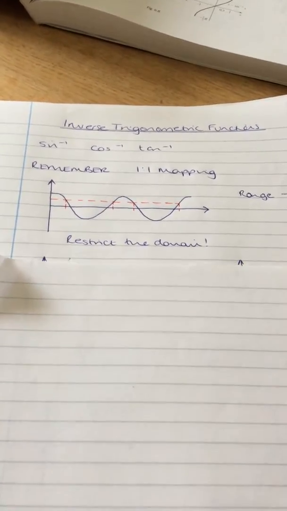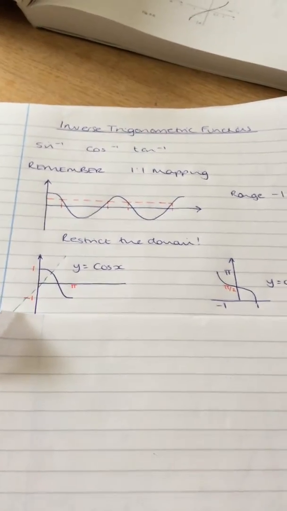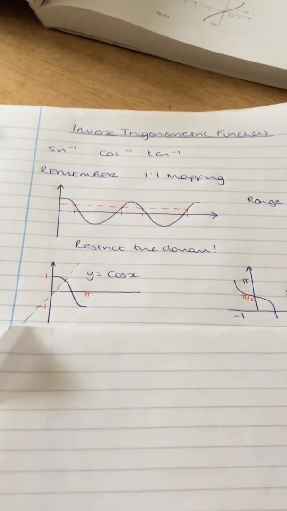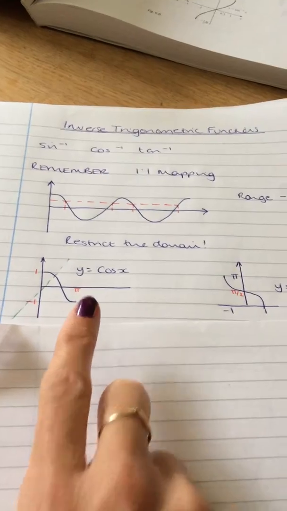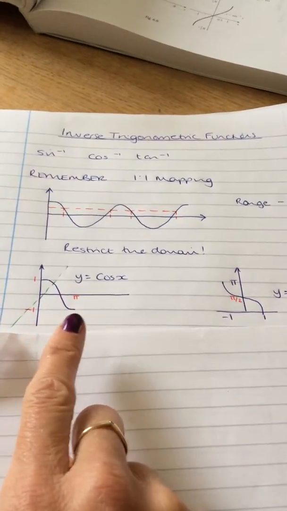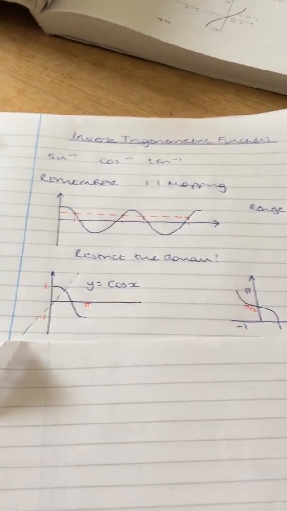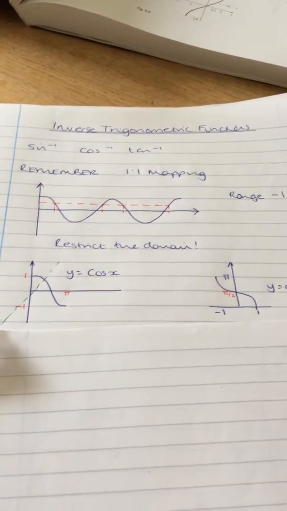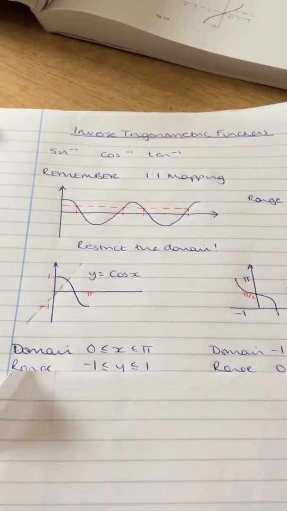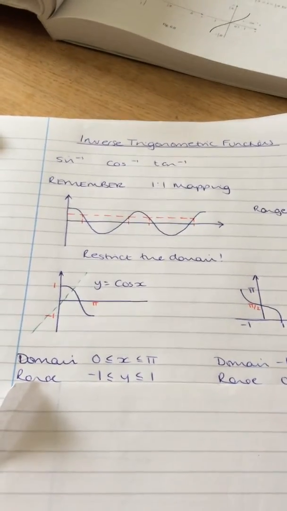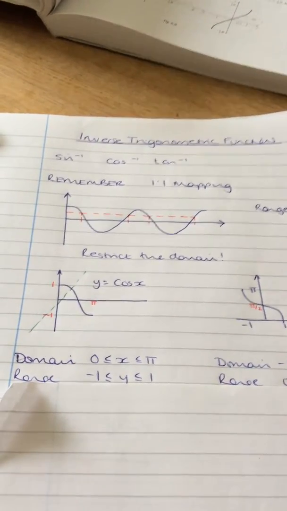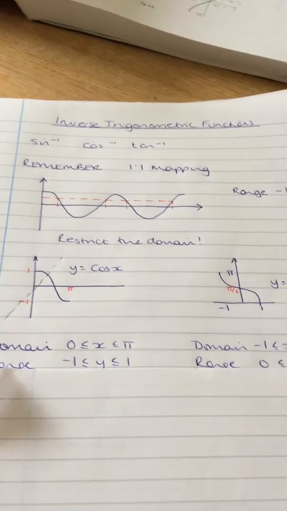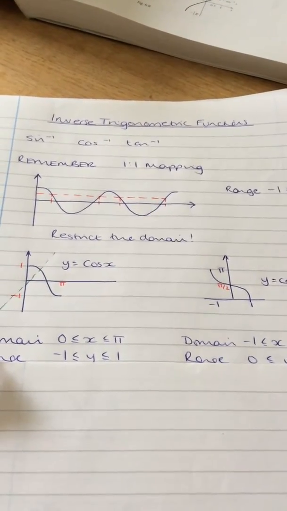So for our cos graph, it looks like this. See, if we restrict the domain from 0 to pi, we get the entirety of the range, but it's a one-to-one mapping. We don't have more than one value. This means that when we restrict the domain, our domain becomes from 0 to pi, and my range is still minus 1 to plus 1.